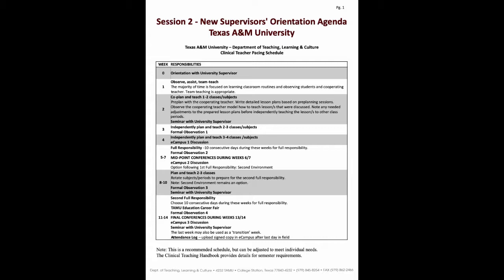The first formal observation for each clinical teacher should occur during either week 3 or week 4, so make note of that. The second formal observation should occur when the clinical teacher is in his or her first full responsibility, so that could be during weeks 5, 6, or 7. The third formal observation will be after the midpoint conference and will occur during weeks 8, 9, or 10. The fourth formal observation should occur when the clinical teacher is in his or her second full responsibility, so this would be during weeks 11, 12, or 13.